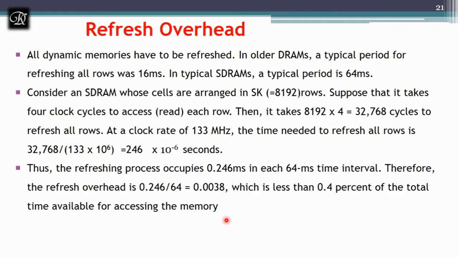This example is taken to show how frequently we are refreshing, and whether refreshing affects the access. Yes, it makes an impact on accessing the data, but not at a higher delay. 0.4% is a small delay which can be accepted, because the computer works at high speed.